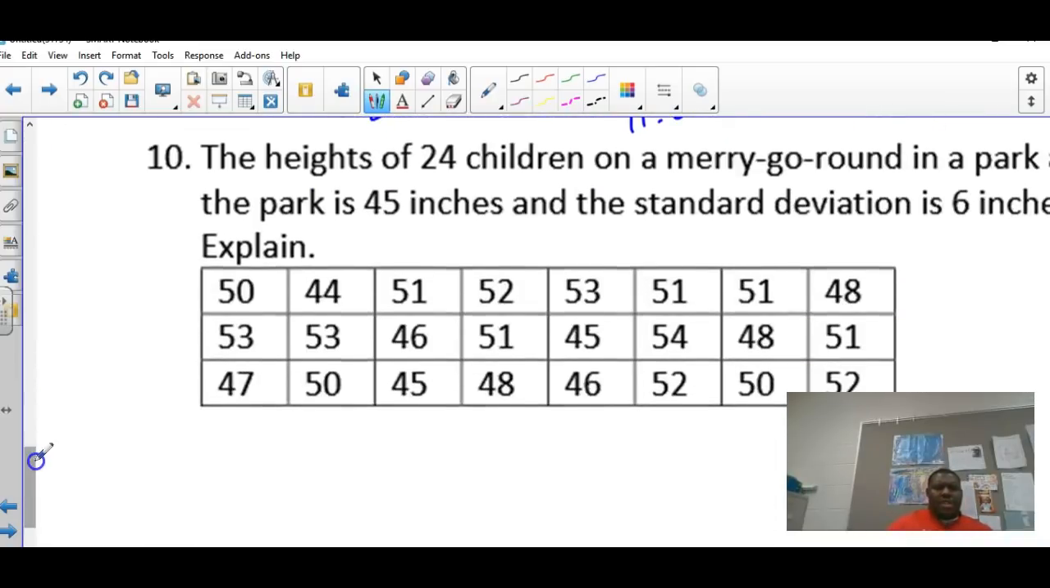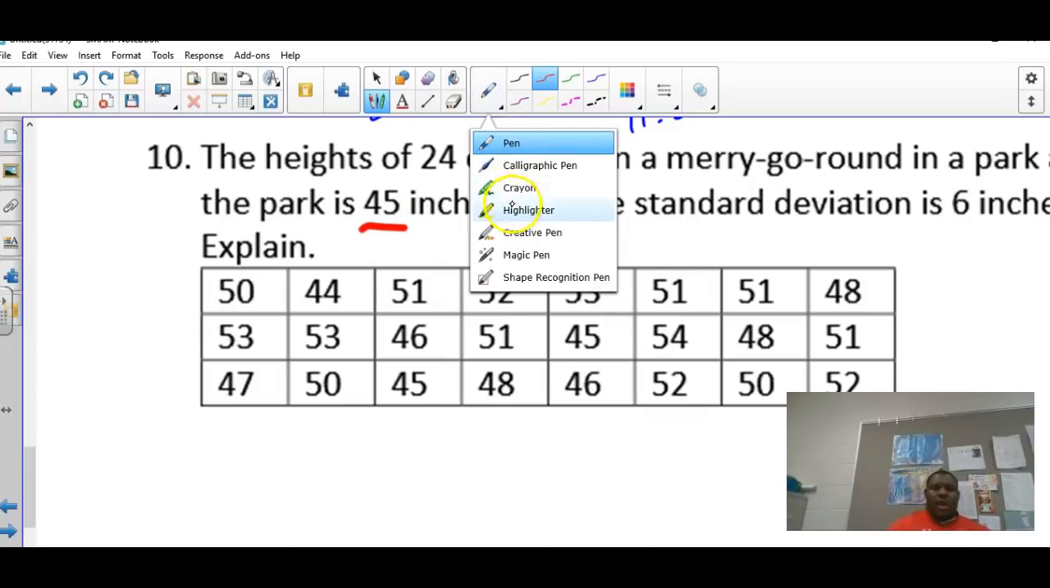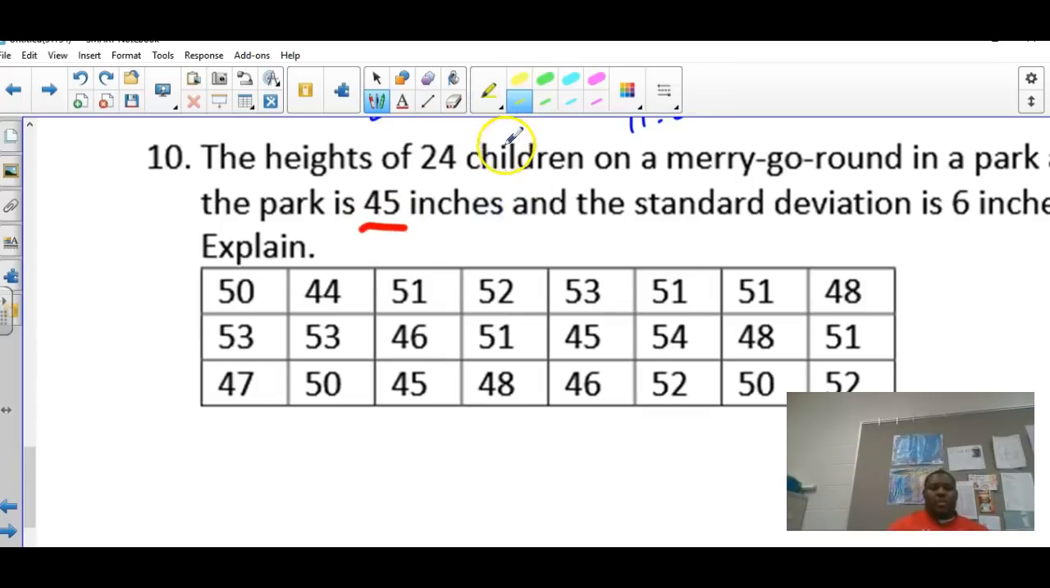That's that. Number 10, man, let's go over number 10. It says the heights of 24 children on a merry-go-round in a park are given. If the mean of all the children in the park was 45 inches and the standard deviation is 6, does the data appear to be normally distributed? Explain. Well, look, listen. All you do, guys, right here is take the mean of 45 inches. Now, here's what we're going to do. We're going to count how many kids are below 45.